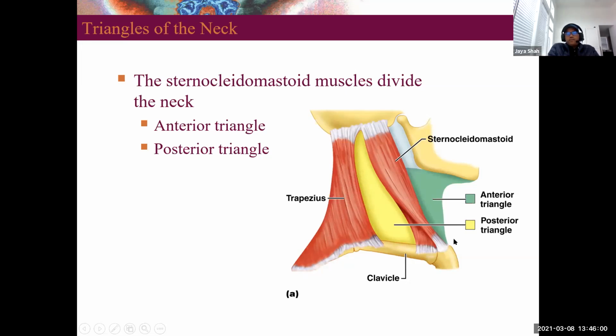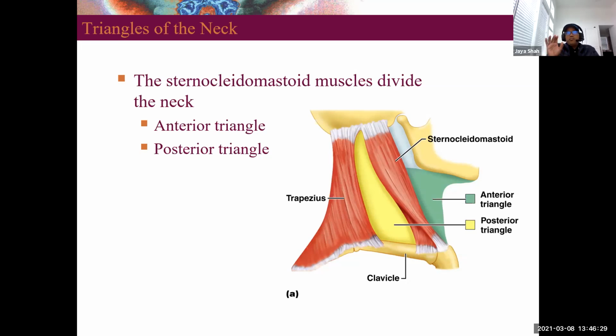Midline of the neck, under the mandible, anterior to the sternocleidomastoid. This area is anterior triangle. So this is the sternocleidomastoid muscle, which divides the neck in half. Like you have center, and then you have the right side neck and left side neck, and you divide right side neck into 2 triangles.